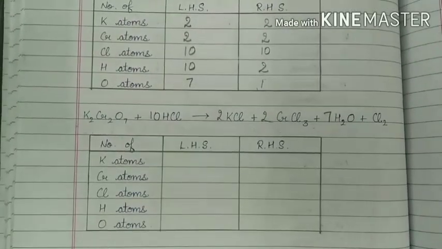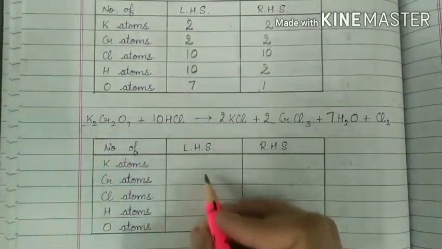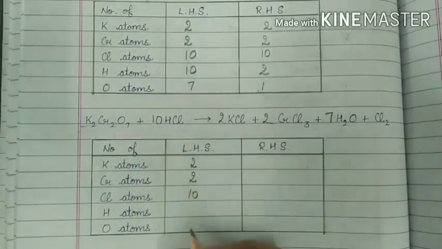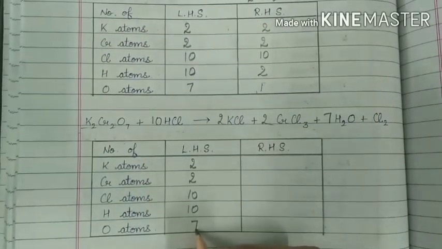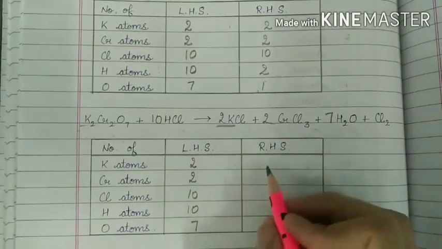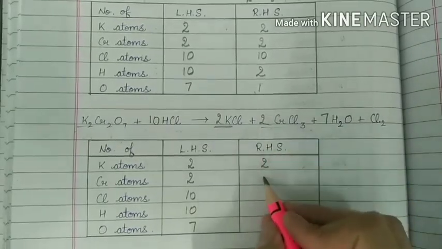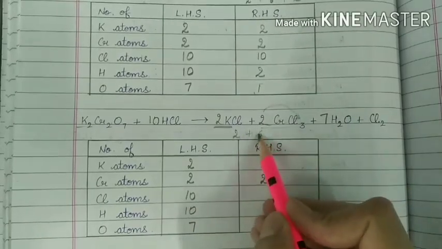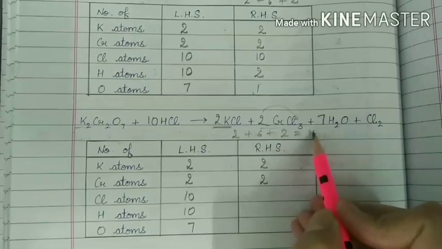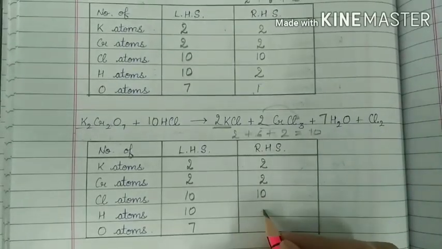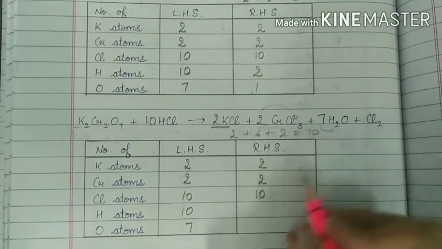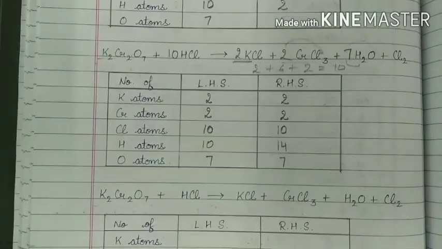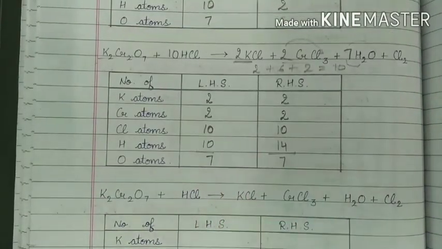So again counting the number of atoms on both the sides. On left hand side we have 2 potassium atoms, 2 chromium atoms, 10 chlorine atoms, 10 hydrogen atoms and 7 oxygen atoms. And on right hand side we have 2 potassium atoms, 2 chromium atoms and chlorine atoms, 2 plus 2 3s are 6 plus 2 equal to 10. And hydrogen atoms now here are 7 2s are 14 and oxygen atoms we have 7. Now here number of hydrogen atoms are unequal on both the sides.